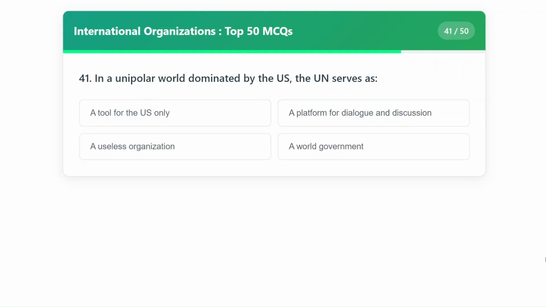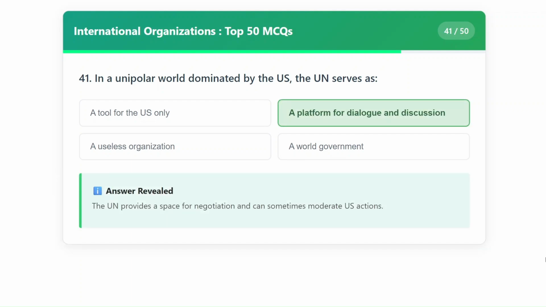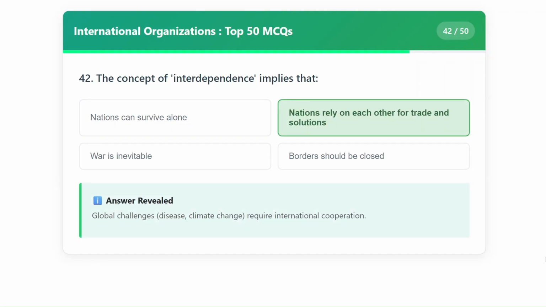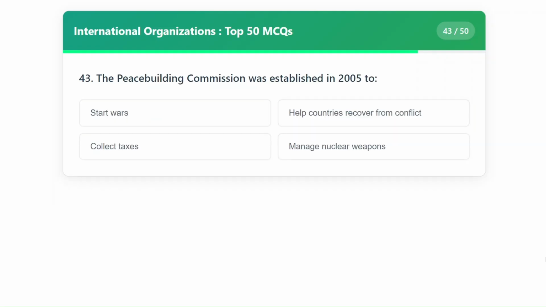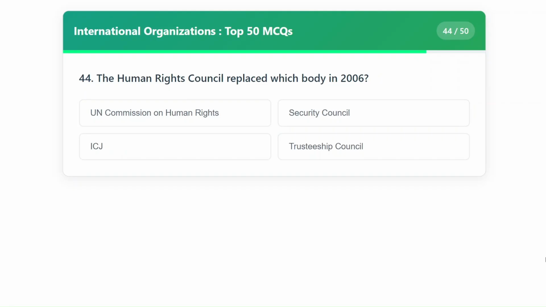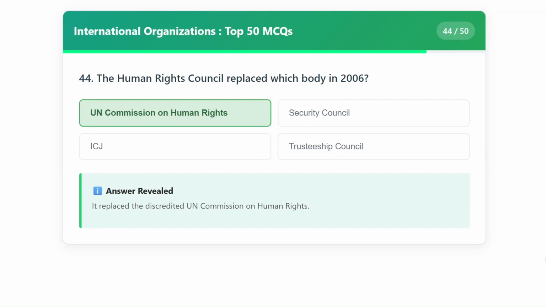In a unipolar world dominated by the US, the UN serves as a platform for dialogue and discussion. The concept of interdependence implies that nations rely on each other for trade and solutions. The Peace Building Commission was established in 2005 to help countries recover from conflict. The Human Rights Council replaced which body in 2006? UN Commission on Human Rights.